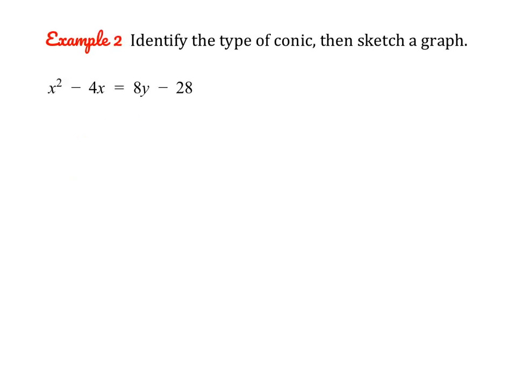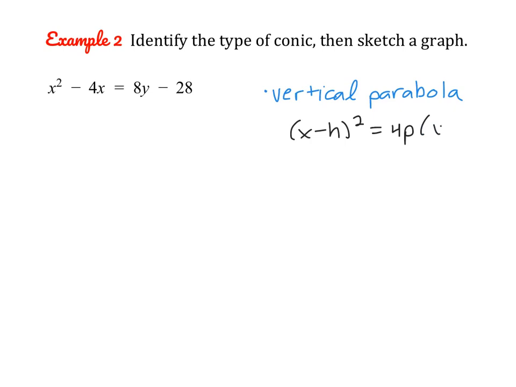Okay, let's try this next example together. So here you can see that only x is being squared, and so from this we can probably infer that this is going to be a vertical parabola. However, it is certainly not in that standard form that we saw before. So remember, we would like it to look like this: (x minus h) squared equals 4p times (y minus k).